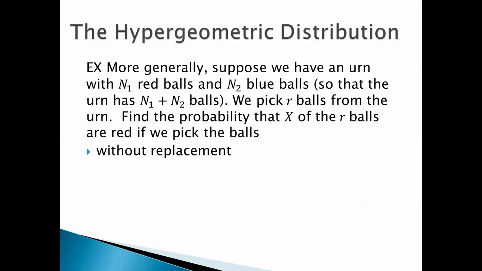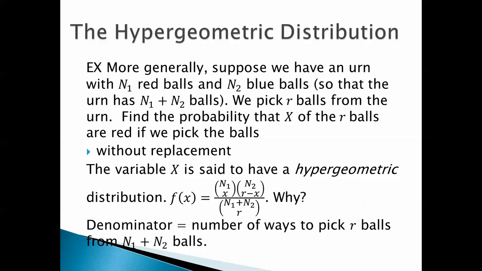If you pick the balls without replacement, then X is said to have a hypergeometric distribution. And in this case, f of x would be N1 choose x times N2 choose r minus x, all over N1 plus N2 choose r.